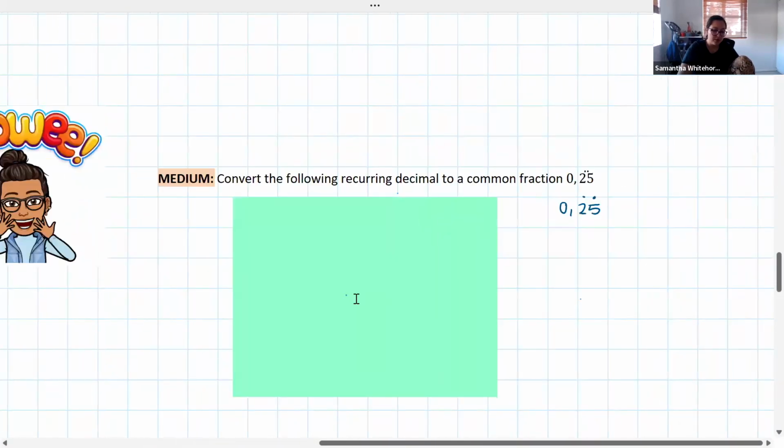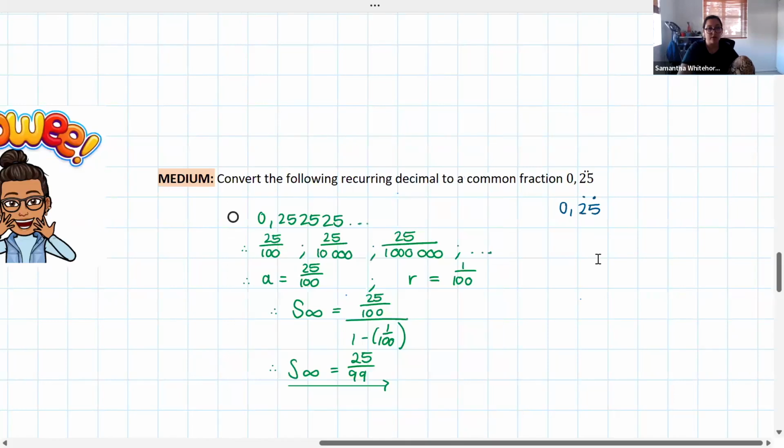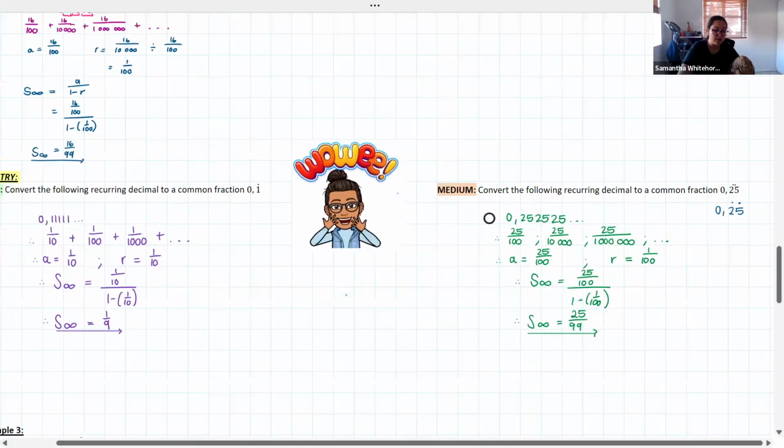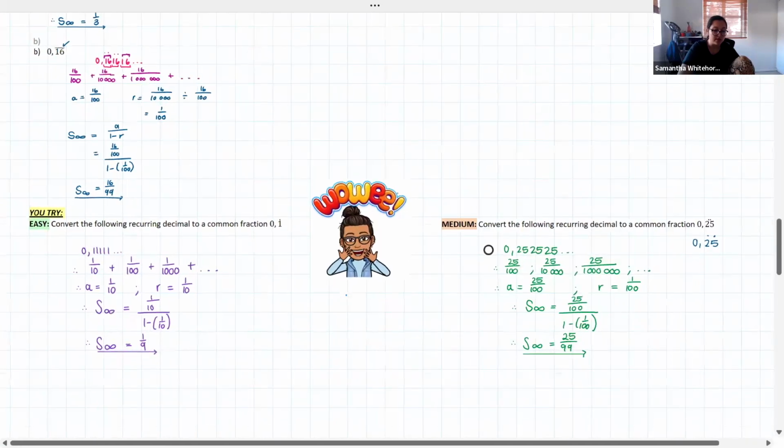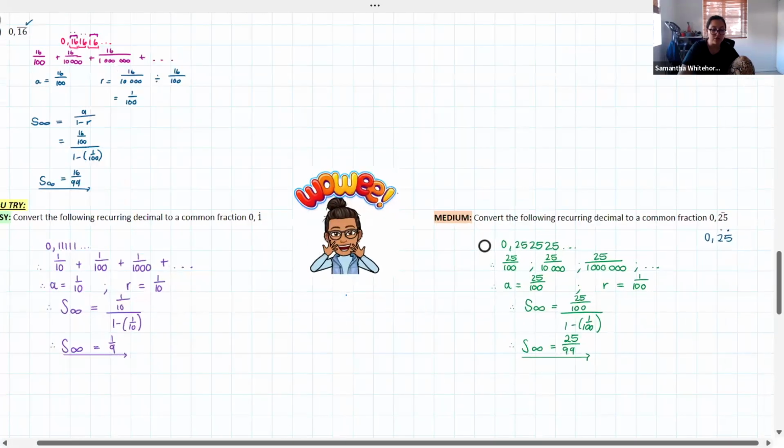For the slightly harder one, it was now two values that were recurring after a decimal. And so now we had to go up in hundreds. So hundreds, 10,000s, millions. Your R value though was 100ths or 1/100th. And so again, put it into a formula and you get 25/99. If you put it into a calculator, you do get 0.25252525. So what's quite nice with these is that you can check yourself. Put it into the calculator, make sure you do get the recurring decimal that you were given, and then at least you know you're on the right track.